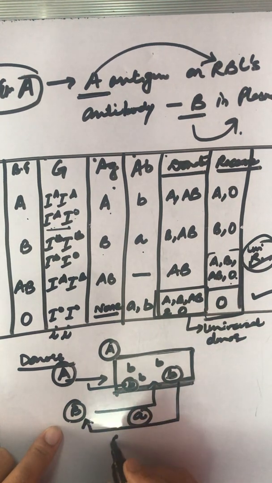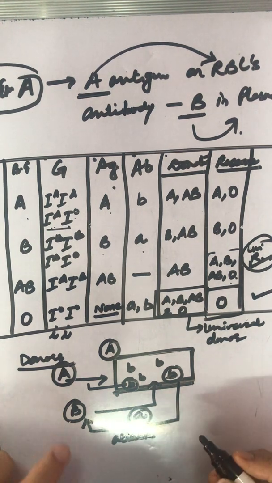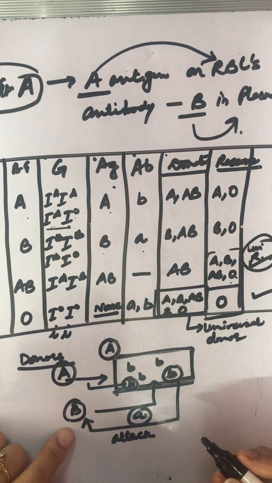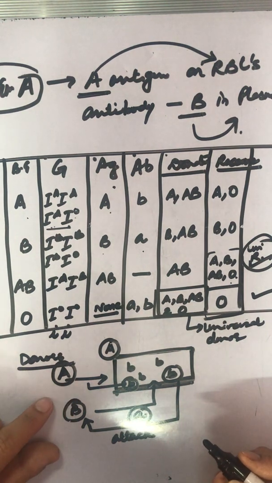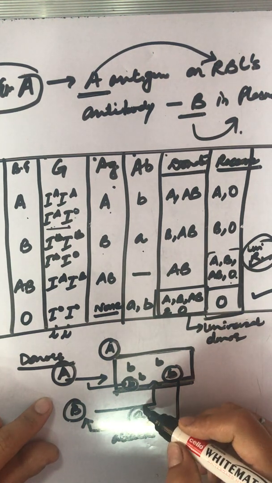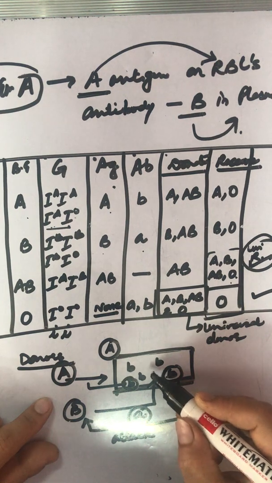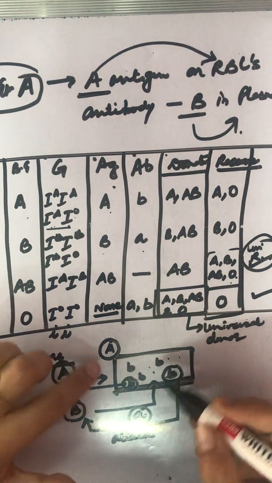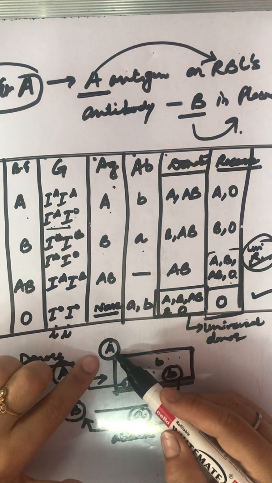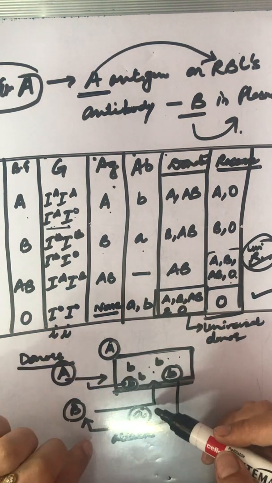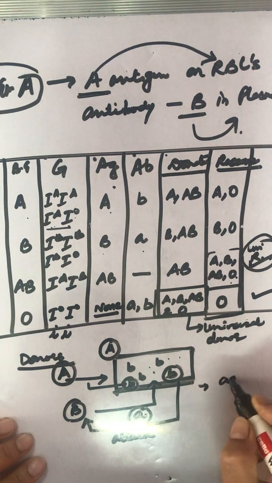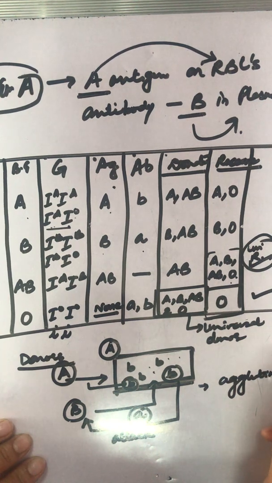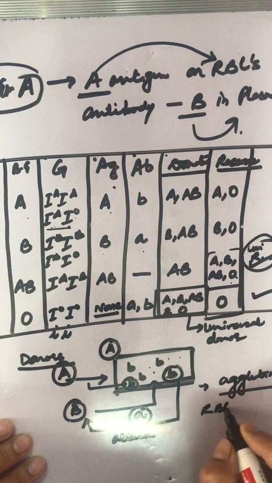What will it do? Attack, causing the corpuscles to break down, to lyse, which will not be a helpful condition for the body for transfusion. And automatically, this antibody which is entering the plasma of that human being carrying the A blood group will start attacking the opposite antigens, and ultimately it would lead to agglutination and the RBCs become fatal.